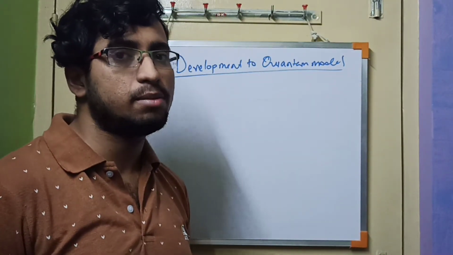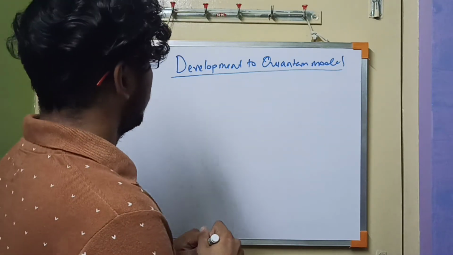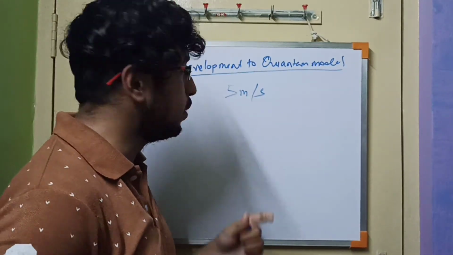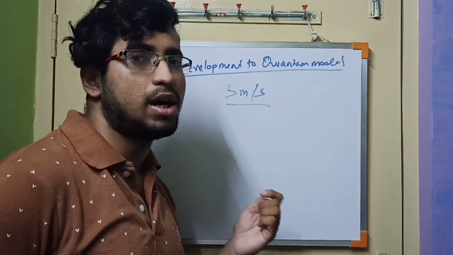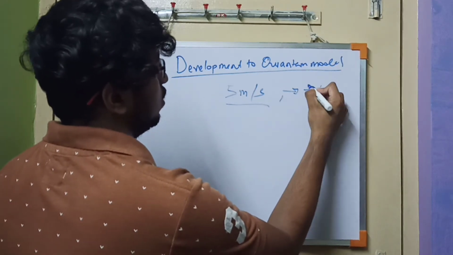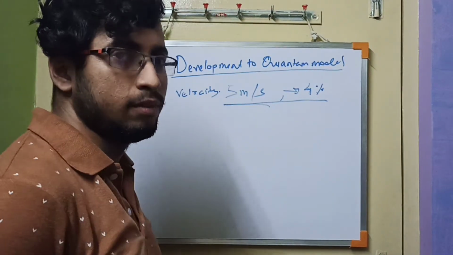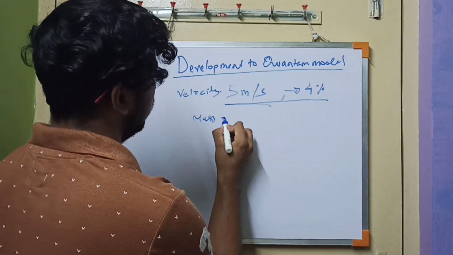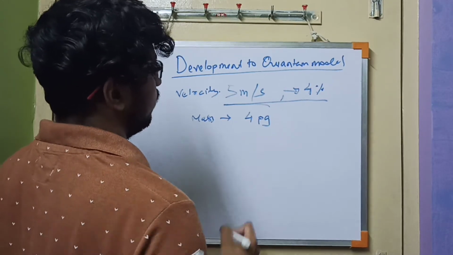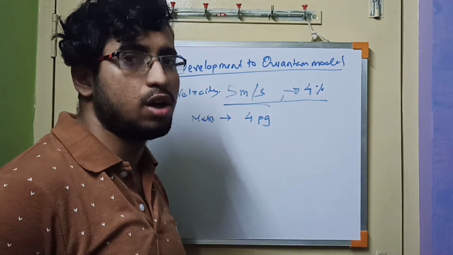In the Heisenberg uncertainty principle, this type of mathematics comes from this formula. A particle is moving with 5 meter per second, and it has an uncertainty value of velocity of 4%. The particle has a mass of 4 picogram. Now we have to calculate the uncertainty in position.